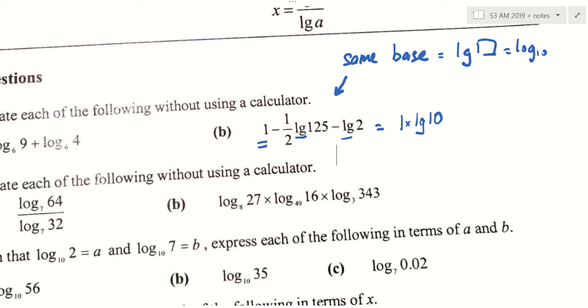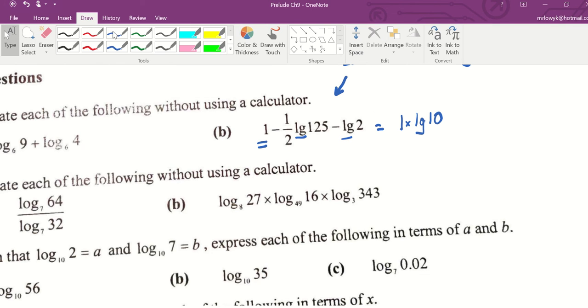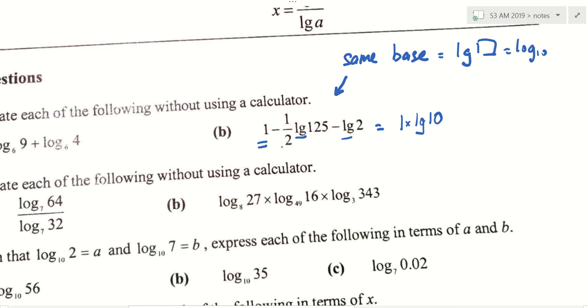Okay. Now, second term, I look at the second term. I use another color. Second term is half LG 2125, right? Now, the obstacle here is the half. I wish there is no half here. What can the half do? Go up.